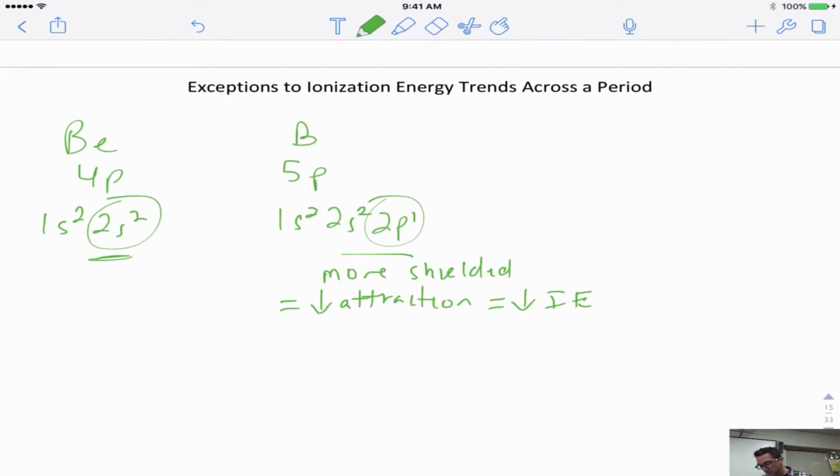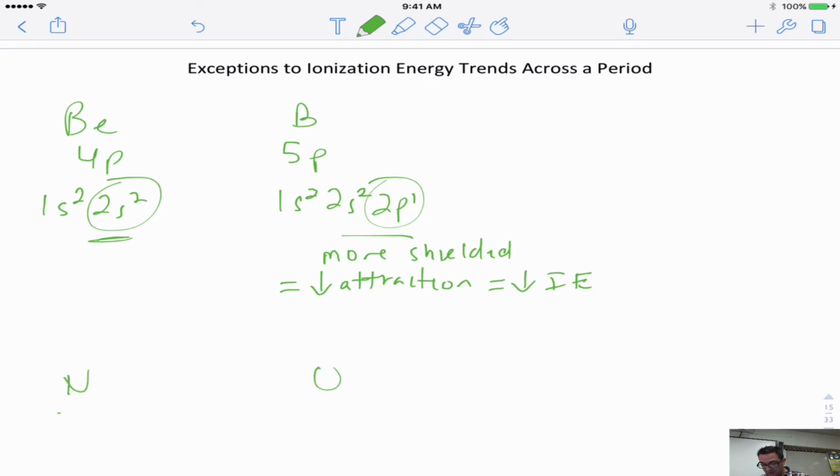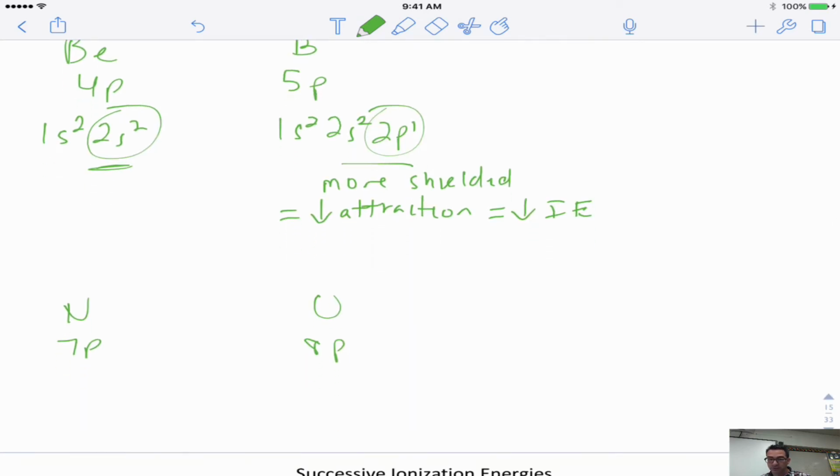The other exception was nitrogen and oxygen. And again, nitrogen has 7 protons, oxygen has 8 protons. Oxygen should be able to hold on to its electrons more. But when I look at this, I see that this one is 1s2, 2s2, 2p3 and the other is 1s2, 2s2, 2p4. They're both in p, so what's going on here?